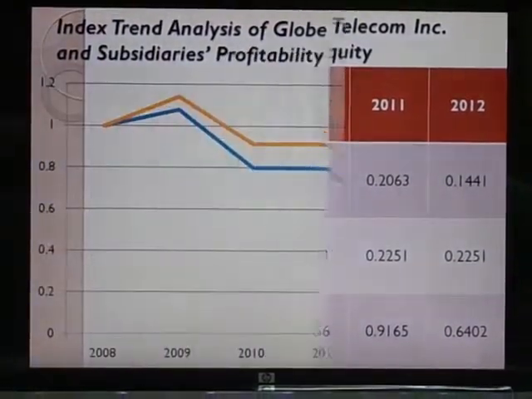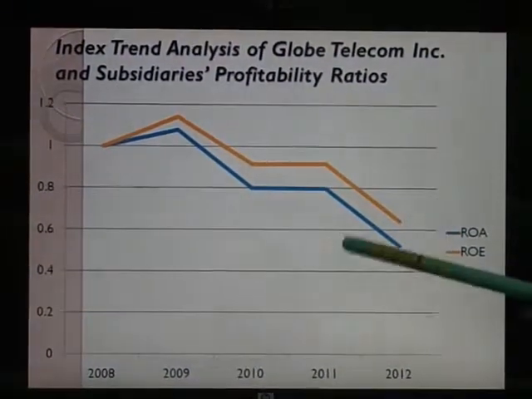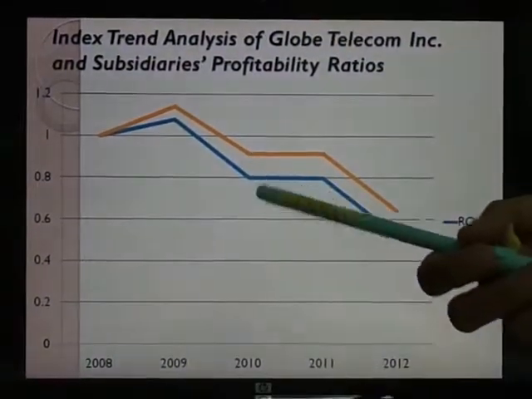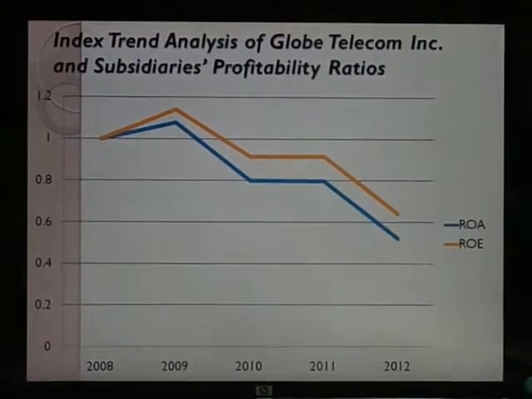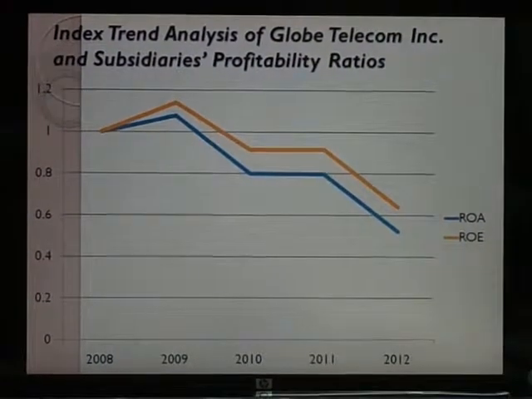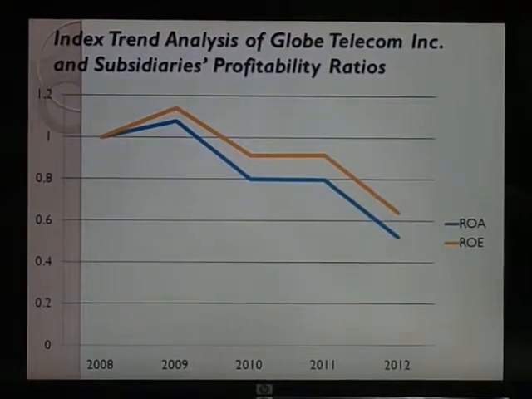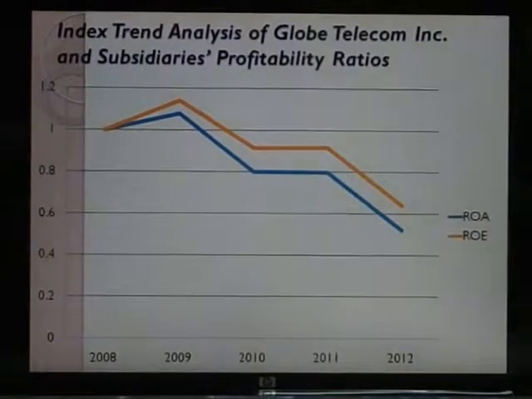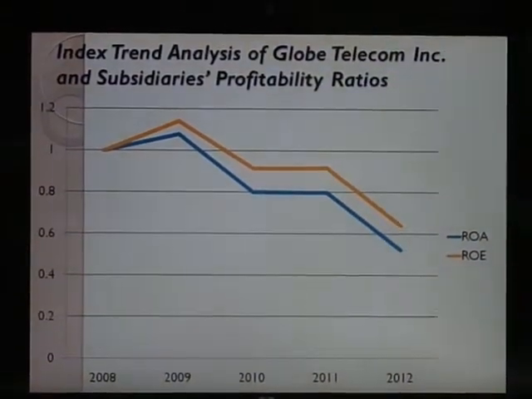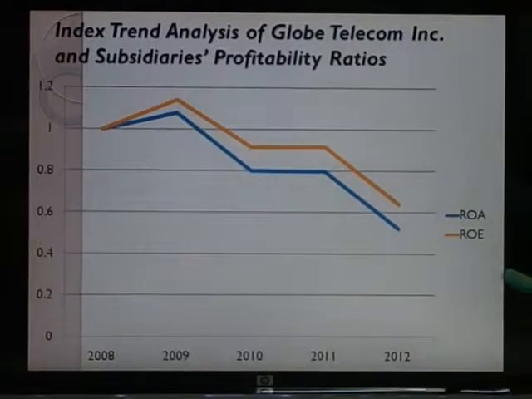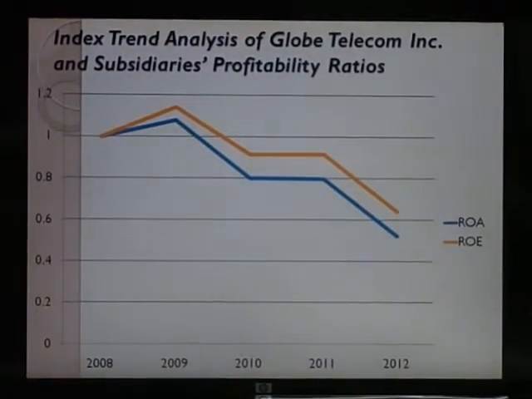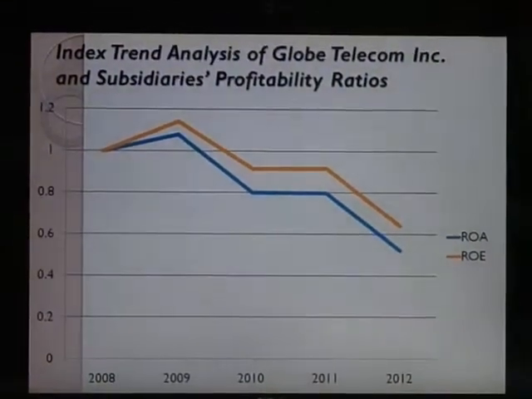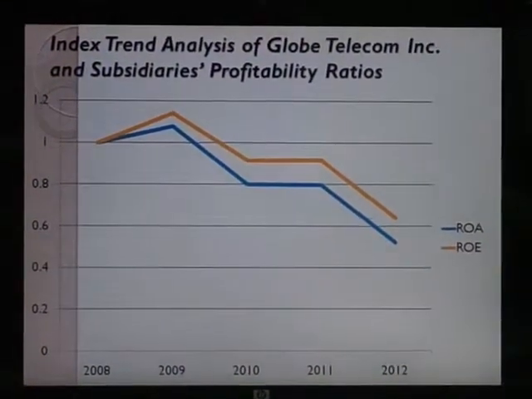And for this graph, the return on assets of the company has declined, which is unfavorable, and it indicates that the company is not effective in earning a return on its investment in assets. The ROE has also decreased, which is also unfavorable, because it means the company is not efficient in using the money from its shareholders to generate profits.